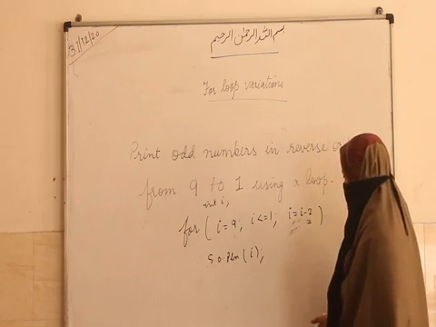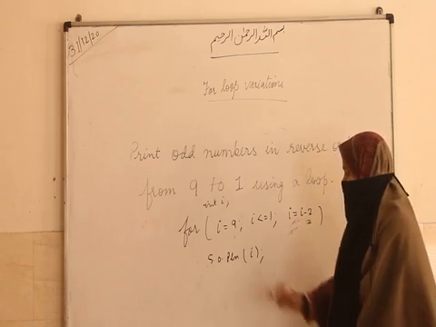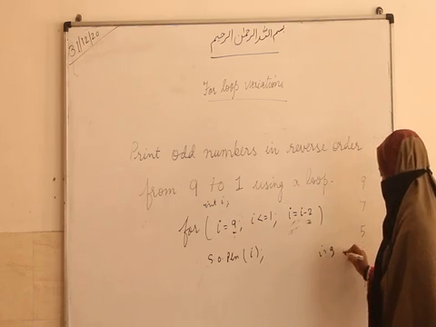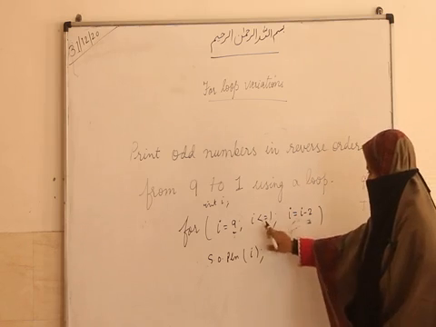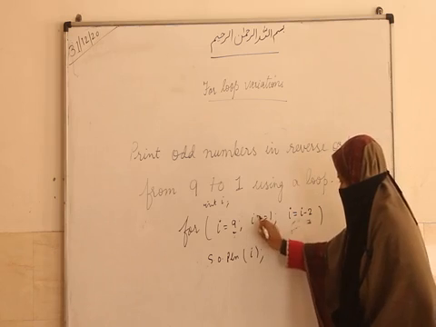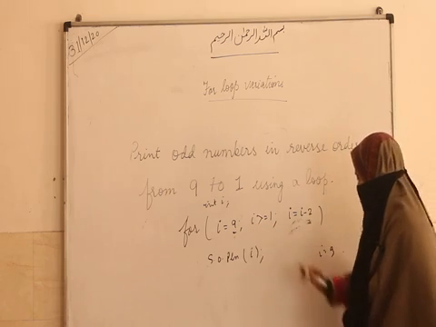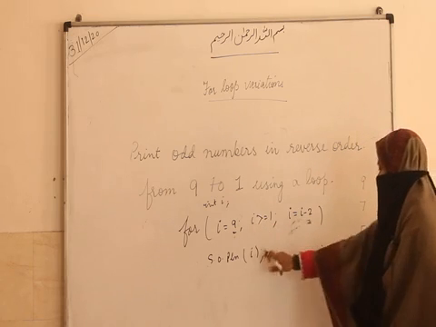Why? It will start giving from 1. i's initial value is 9. Yes, 9 is... no, 1. Greater than or equal to... yes, greater than or equal to 1. Correct. i minus 2, print.